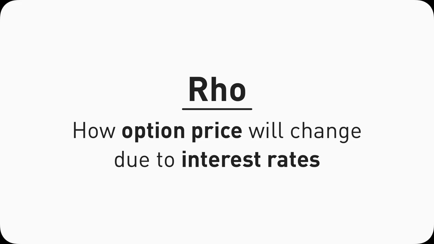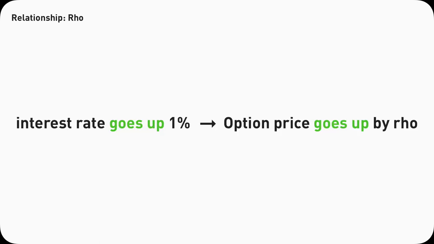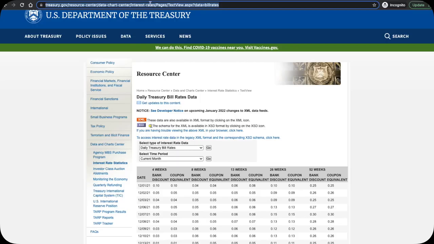Last one, Greek number 5, Rho. Rho describes how sensitive the option price is relative to interest rates. Rho basically says what's the dollar value amount the option price will change for every 1% the interest rate goes up. And the interest rate here being the risk-free rate, the rate of the US Treasury bills. You won't see this information on Robinhood, but that's something you can totally look up on this website, for example.